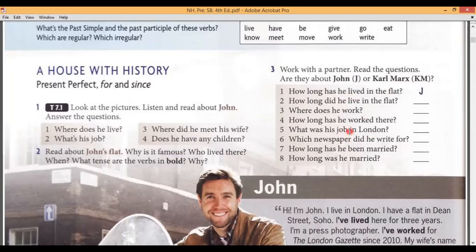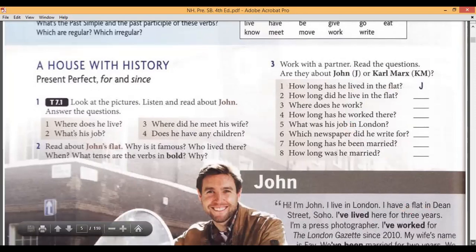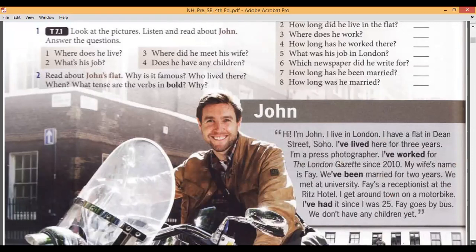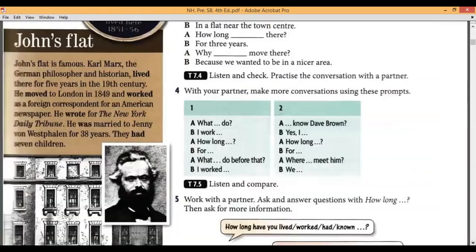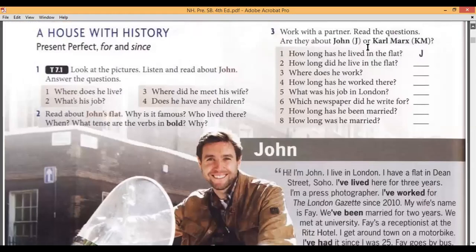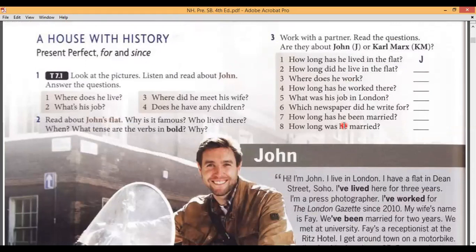Now ask and answer the question by yourself. You ask and you answer the questions and look for the answer in the reading about John and also about John's flag. Can you read and try to look for the answers in exercise 3? The 8 questions here. I give you 5 minutes now. Pause the video for 5 minutes, everyone, and check the answer with me after that.